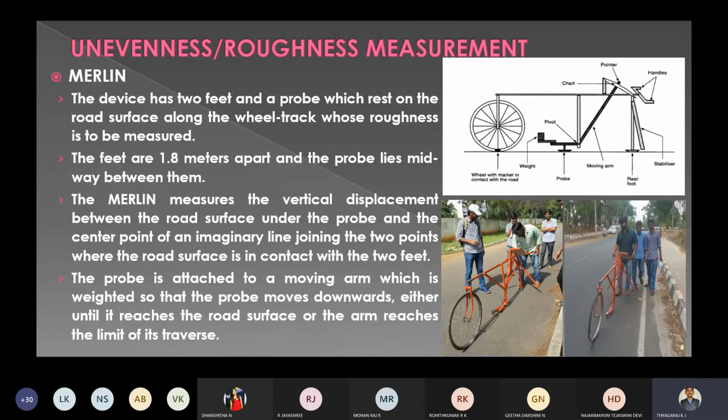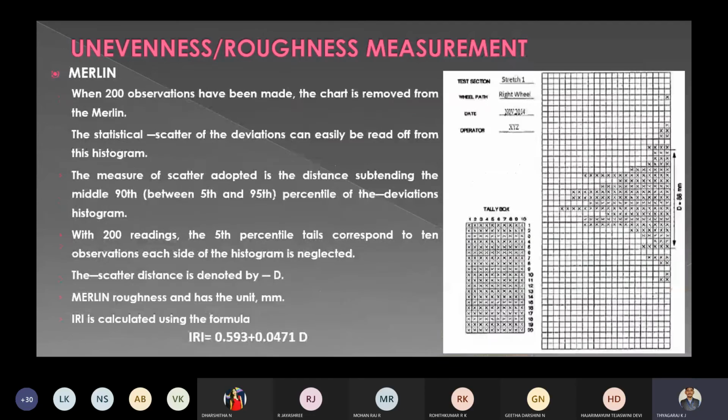Why? Because the undulations will be more along the wheel path than in other places of the pavement. The vehicle will be moving along the wheel path, so the undulations will be formed along the wheel path. That's why you are going to take Merlin along the wheel path. You have to take 200 readings and traverse 400 meters. For every 2 meters you are going to take a reading, that is, 200 readings for 400 meters of travel.